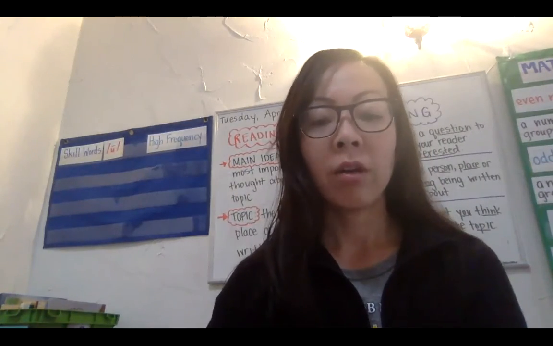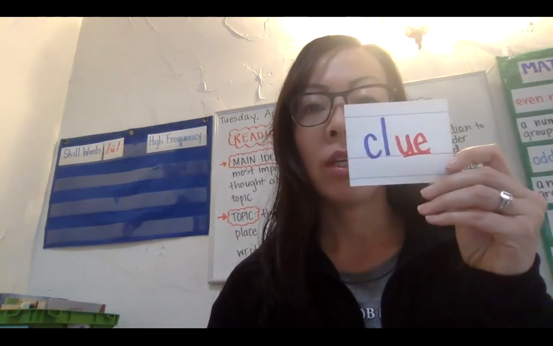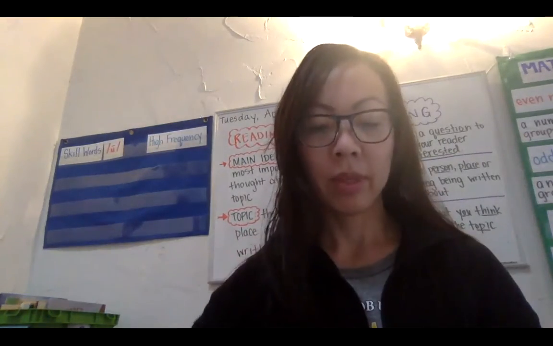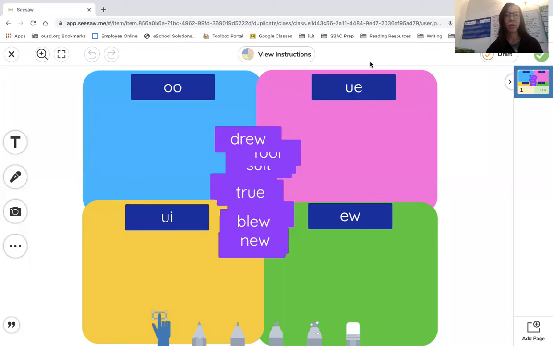Remember, there are 4 ways that we could spell them that we're practicing this week. U-E, U-I, E-W, and O-O. In our word work today, we're going to be sorting them by those spelling patterns.